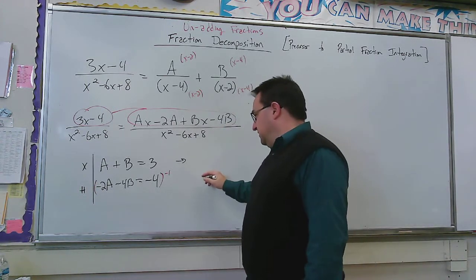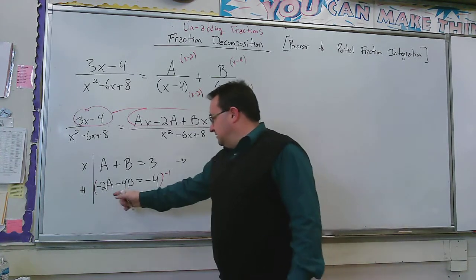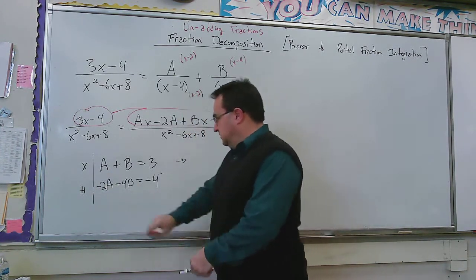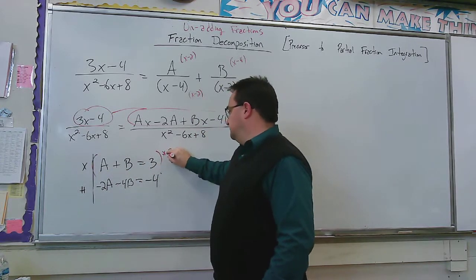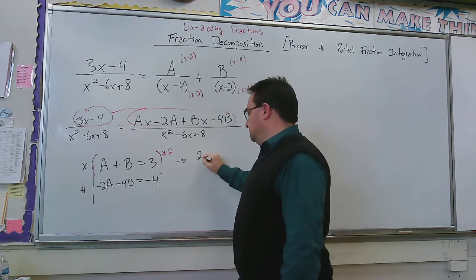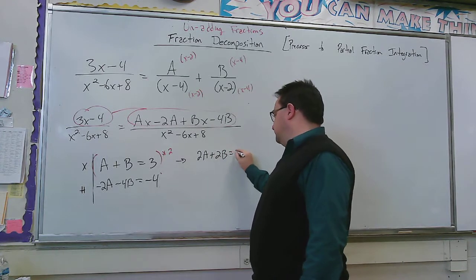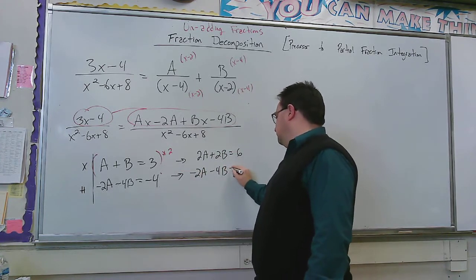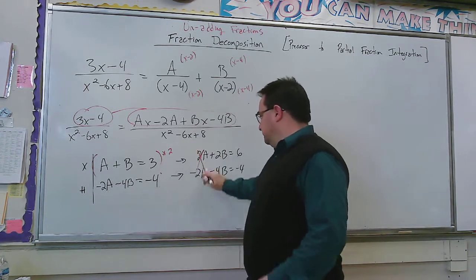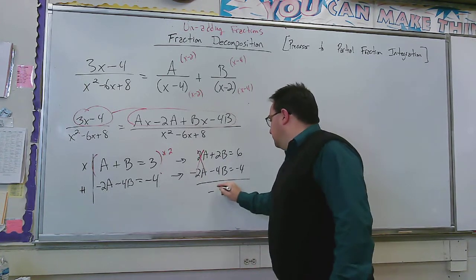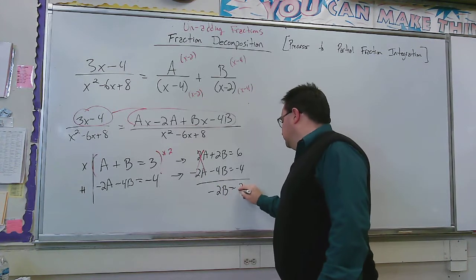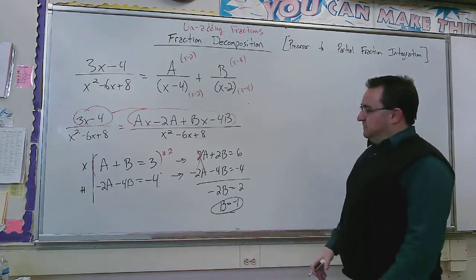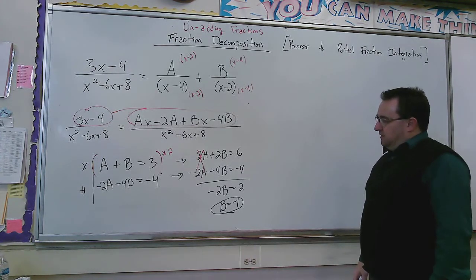So let's see here. I am going to make that a 2. That just appeals to me. So 2a plus 2b is 6. We'll recopy this. And those go away. Minus 2b equals 2, so b equals negative 1. Okay, great.